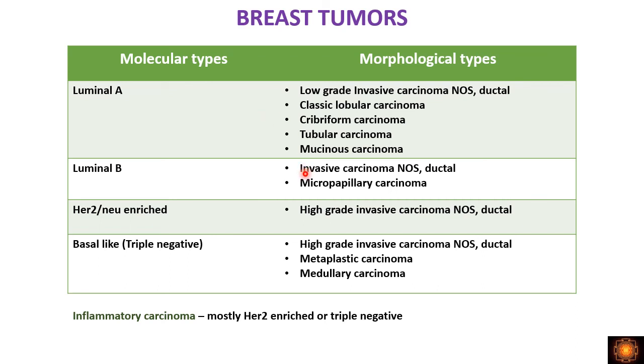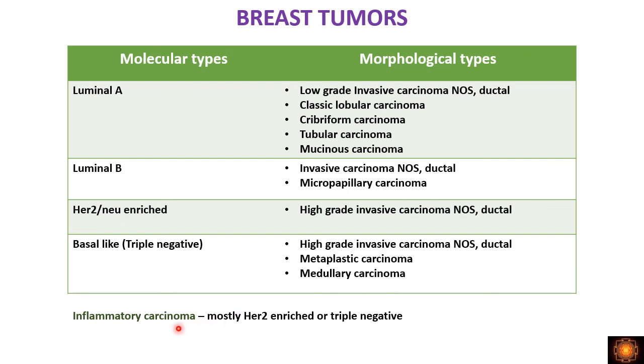And luminal B type, in this we also have invasive carcinoma NOS, and the micropapillary carcinoma. Whereas HER2 enriched are usually high-grade carcinomas, high-grade invasive ductal carcinomas NOS. And the triple negative or the basal-like carcinomas, in that we have high-grade invasive ductal carcinomas NOS, metaplastic, and medullary.